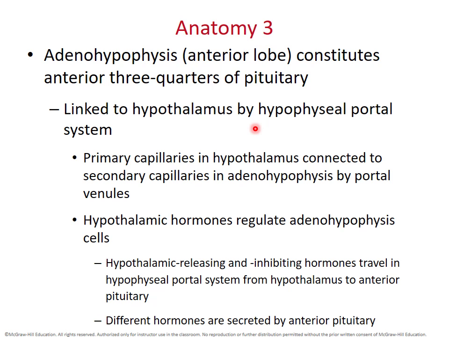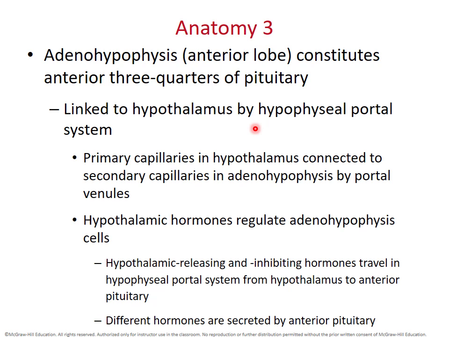And so essentially what happens is the hypothalamus has the first capillary bed surrounding it, and the hypothalamus actually releases some hormones into the first capillary bed. And then the capillary bed is drained into a venule, and that venule travels the very short distance down the infundibulum to a second capillary bed that surrounds the adenohypophysis.